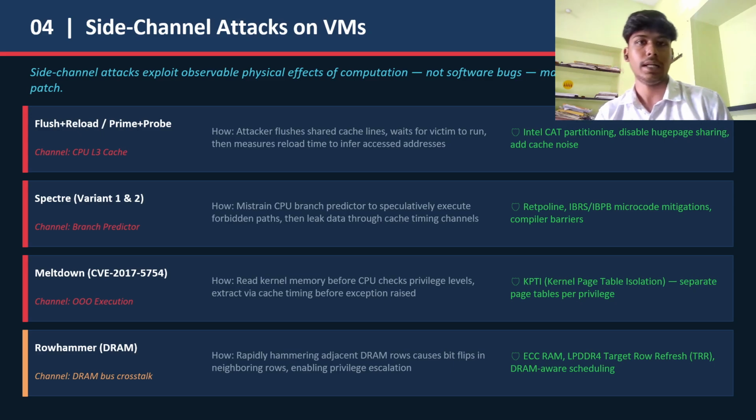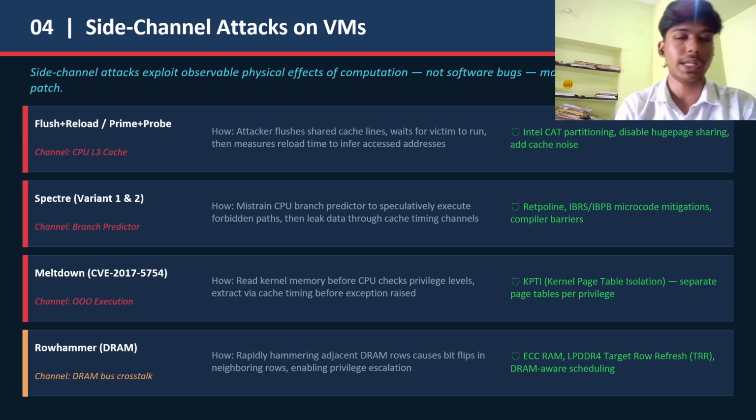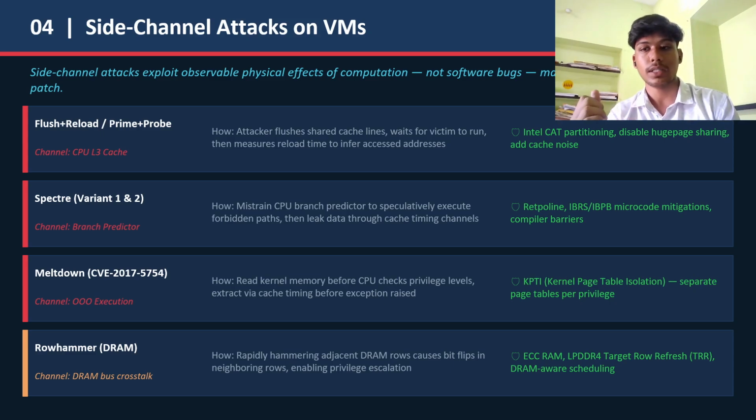These are the side channel attacks on VMs. Side channels exploit observable physical effects of computation, not software bugs. The first one is the Flush+Reload and Prime+Probe CPU cache attack. The L3 cache is shared between all CPU cores. An attacker in one VM flushes a set of cache lines and clears them.